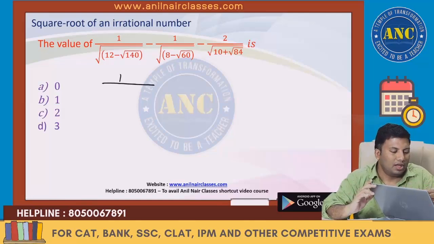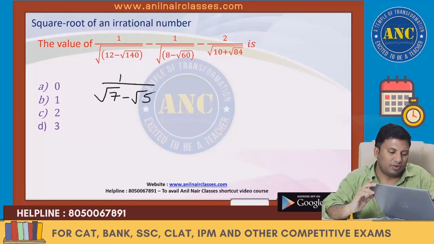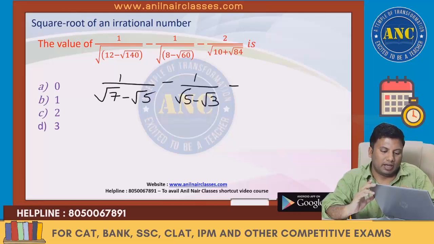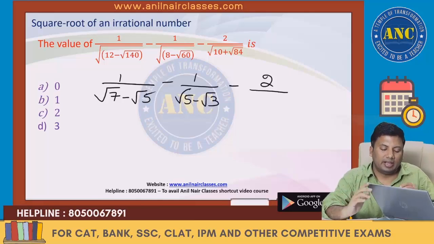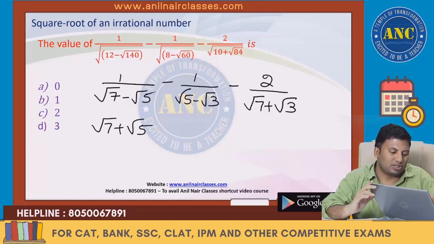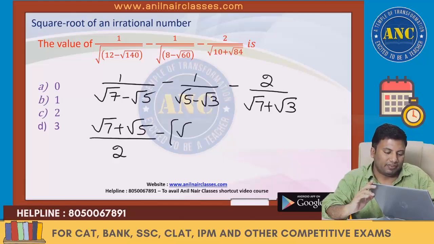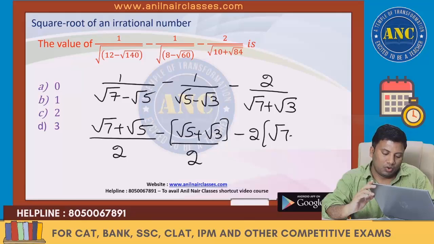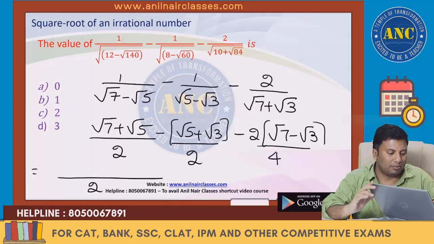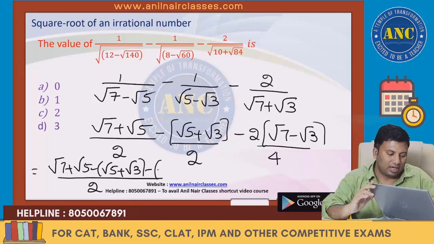1 by root 7 minus root 5, minus 1 by root 5 minus root 3, minus 2 by root 7 plus root 3. If I rationalize it, multiplying by root 7 plus root 5, it is nothing but 2. If I again rationalize it, root 5 plus root 3 by 2. If I rationalize it, root 7 minus root 3, 7 minus 3 is 4. So again, if I take 2 common in the denominator, root 7 plus root 5 minus of root 5 plus root 3 minus of root 7 minus root 3. Root 7 minus root 7.